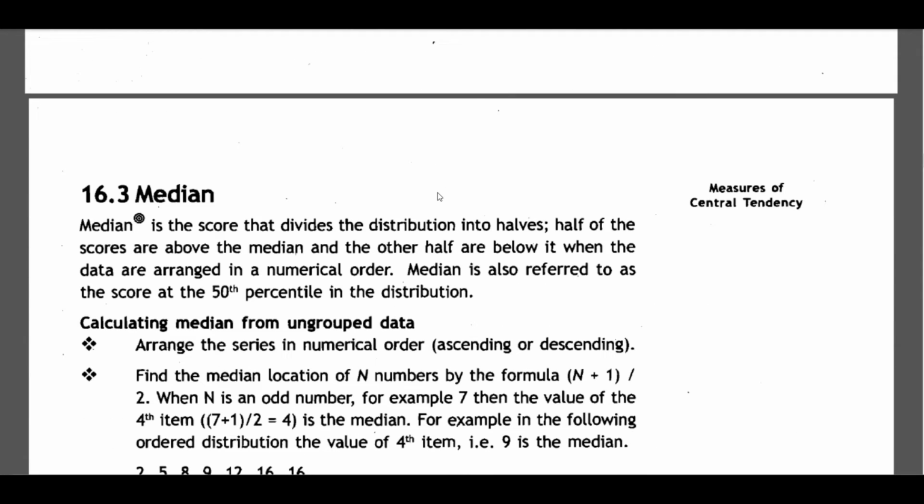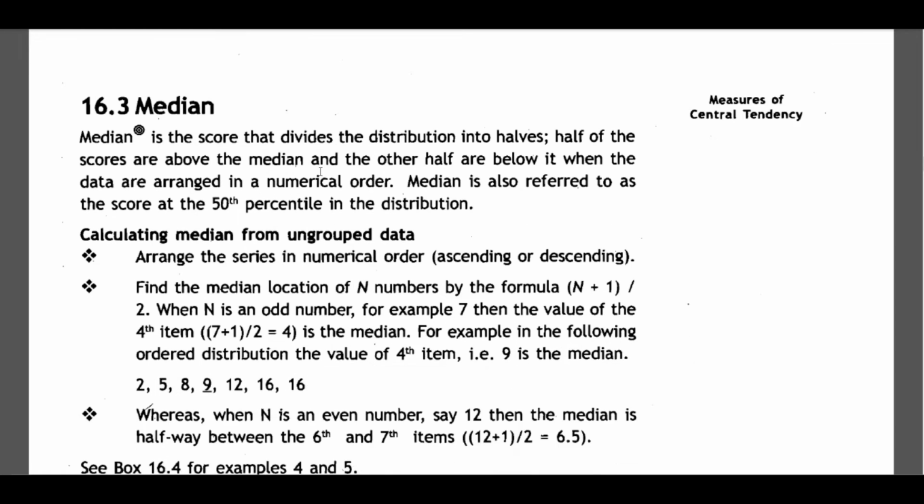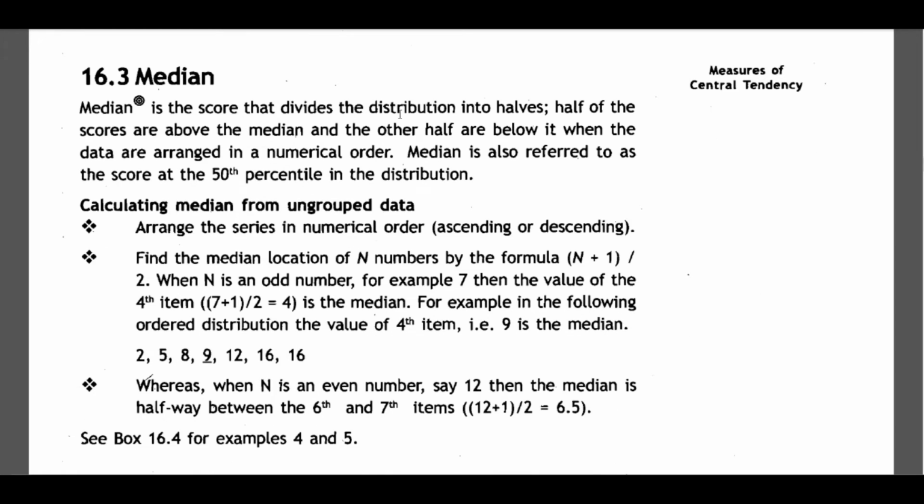Now we will go to the other method, that is the median. 16.3 is the median. The median is the score that divides the distribution into halves. Half of the scores are above the median and the other half are below it. When the data are arranged in numerical order, the median is also referred to as the score at the 50th percentile in the distribution.